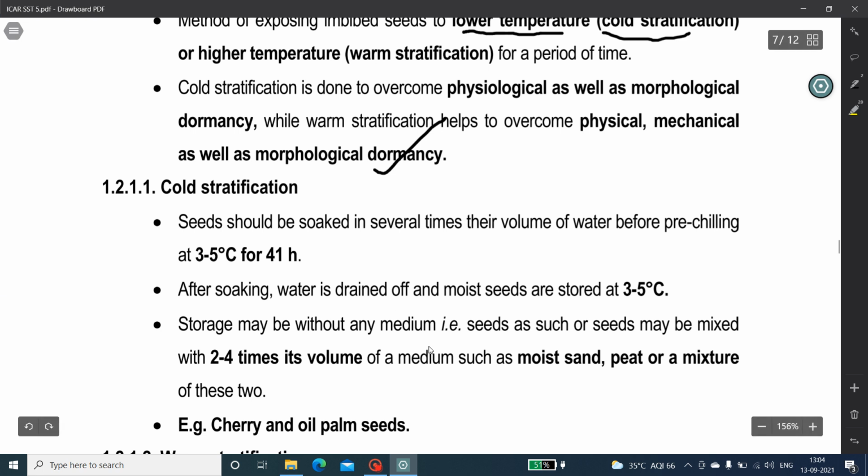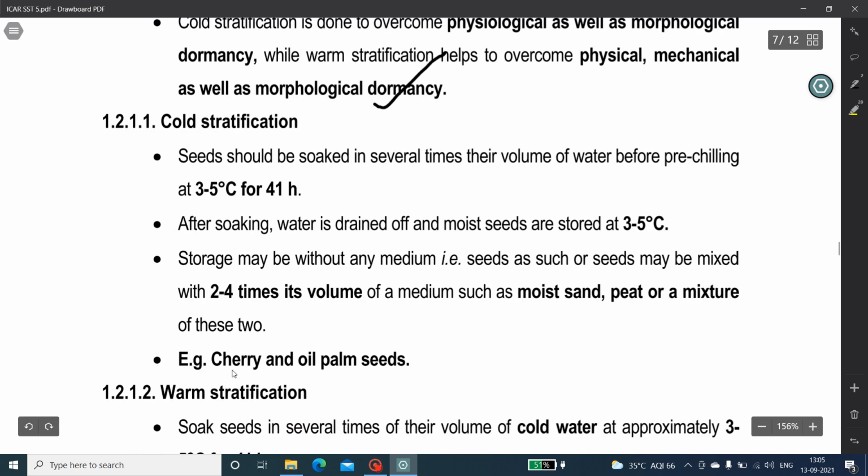Storage may be without any medium, that is seeds as such, or the seeds may be mixed with 2 to 4 times their volume of medium; a medium such as moist sand, peat, or a mixture of these two can be used. During the seed treatment period, the container shall be opened and mixed with water if the surfaces dry off. Examples here are Eucalyptus delegatensis, cherry and oil palm seeds, whose dormancy is overcome by cold stratification.